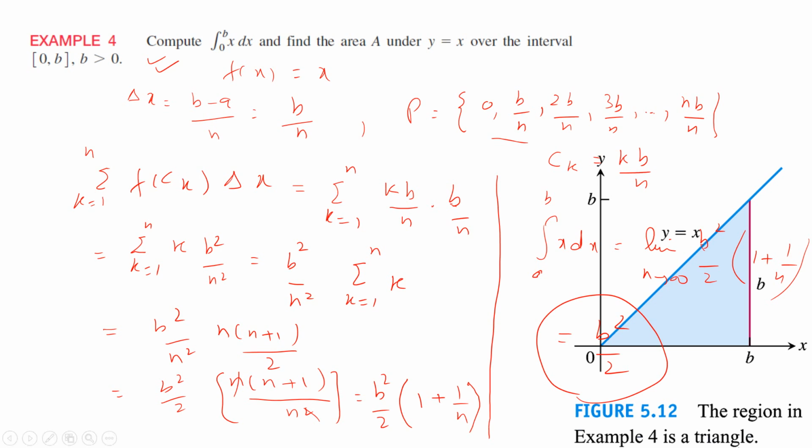So here is the figure of this function y is equal to x. This is 0, this is b, and b is any number greater than 0. This is the area under the region, the whole shaded area in blue, which is equal to b square over 2 by the definition, because we just defined area as the integral from a to b of f(x) dx over the interval a b under f(x). So the area is equal to b square over 2.